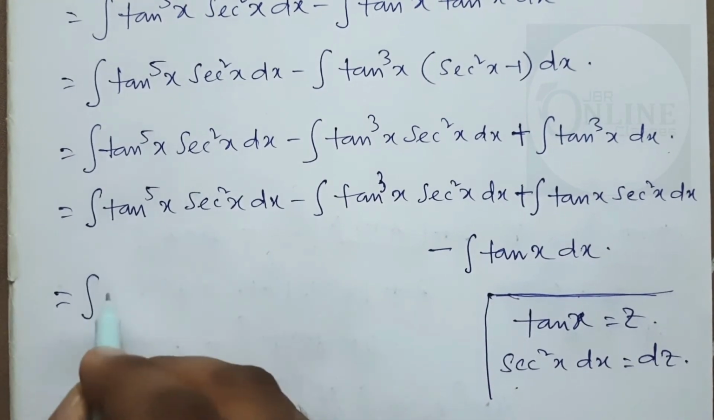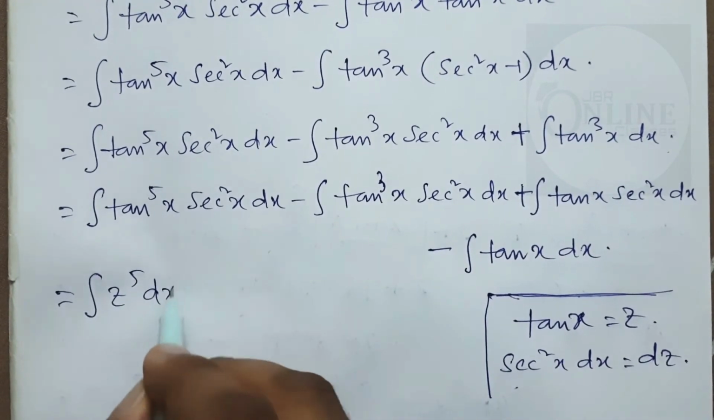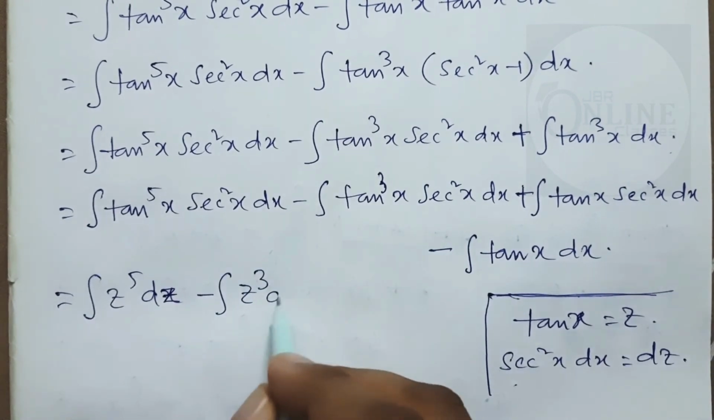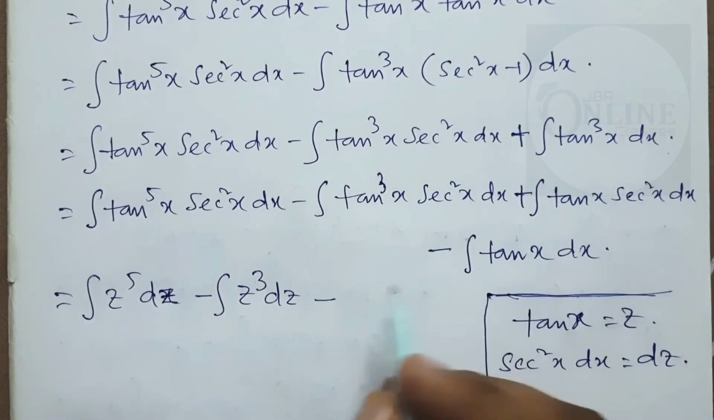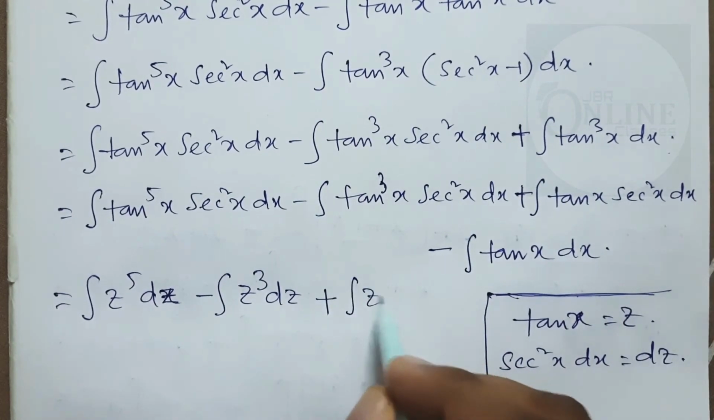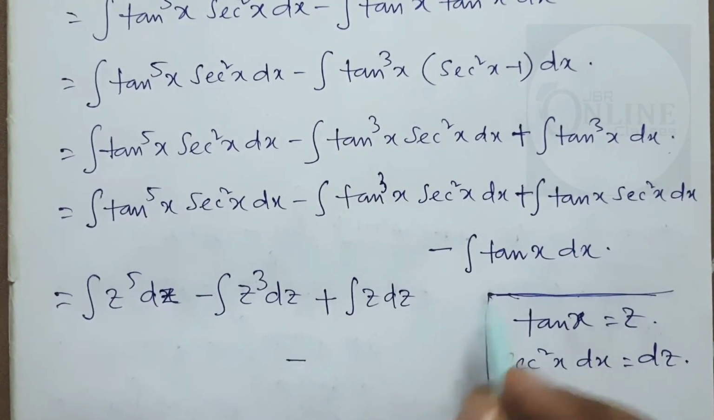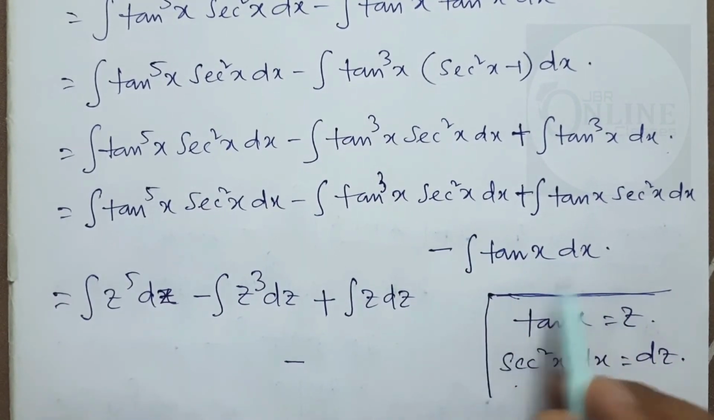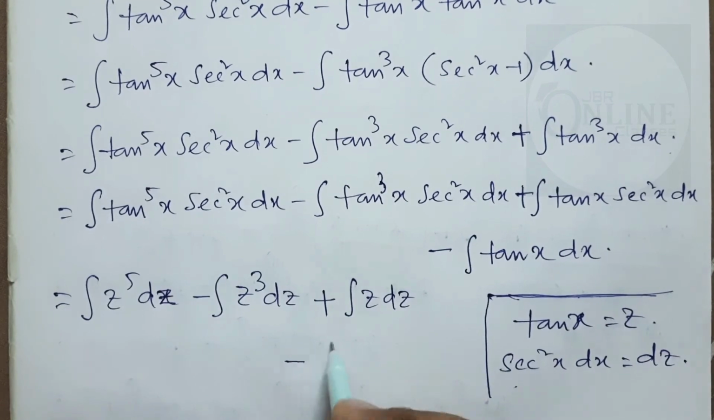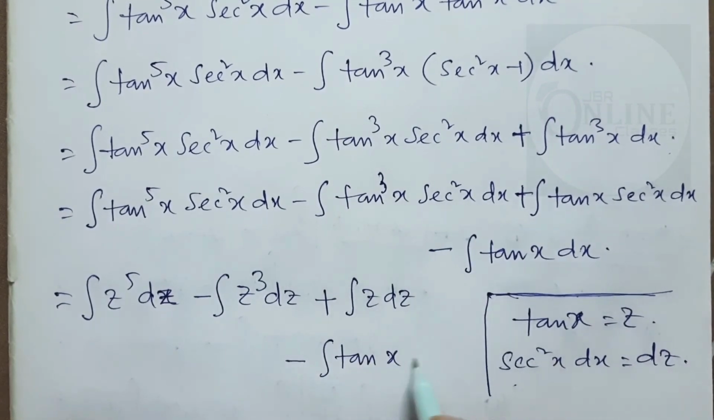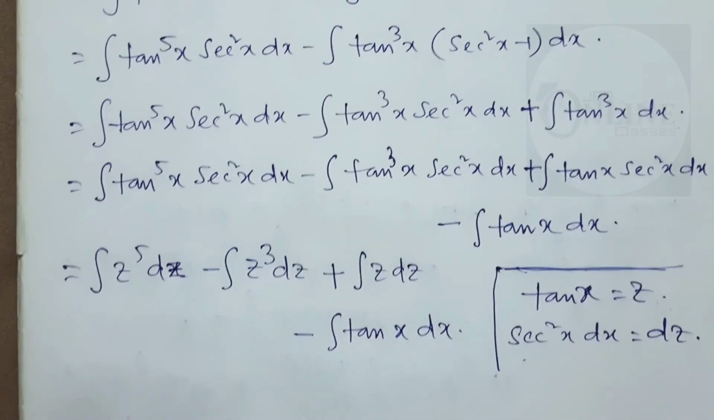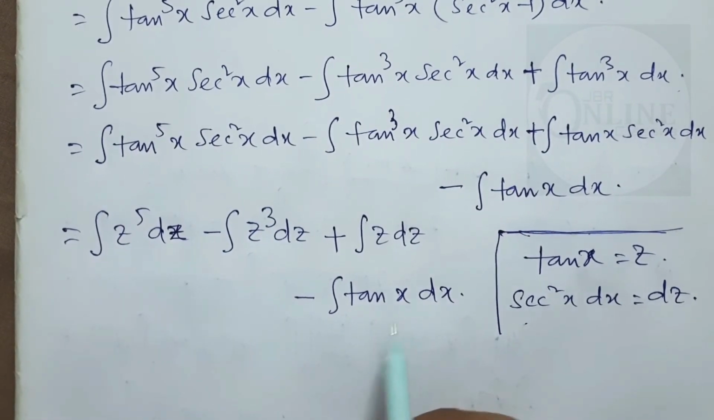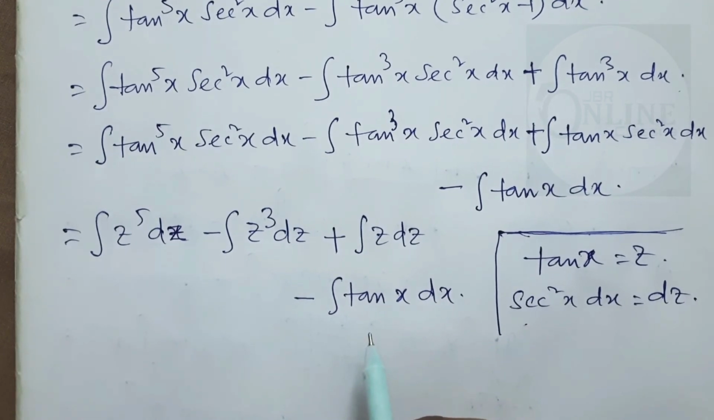So let's just substitute it. This is going to be z to the power 5 dz. This is going to be z cube dz. This is going to be z dz, and this integration is separate, so we are not going to substitute it here. You just keep it, we will integrate it later, because we already know the formula of integration tan x, which is log of mod sec x.